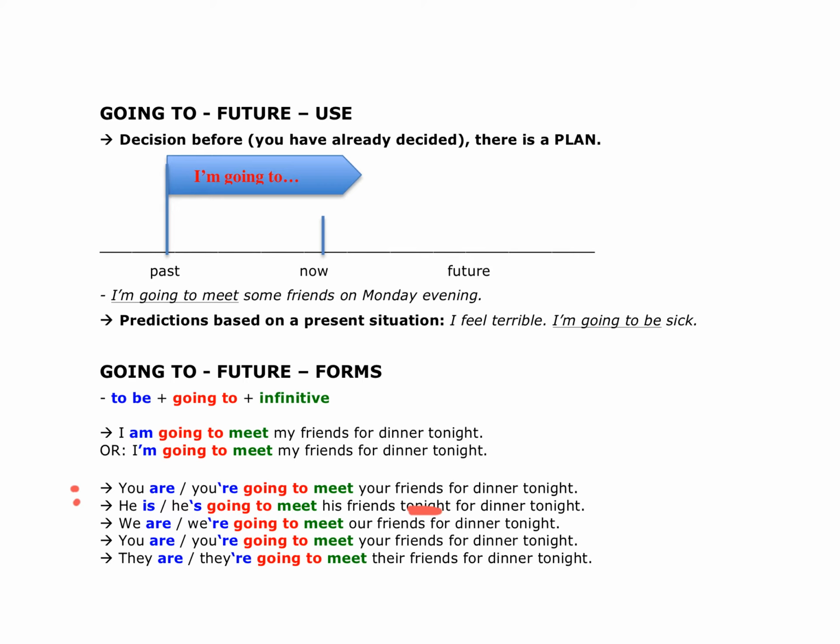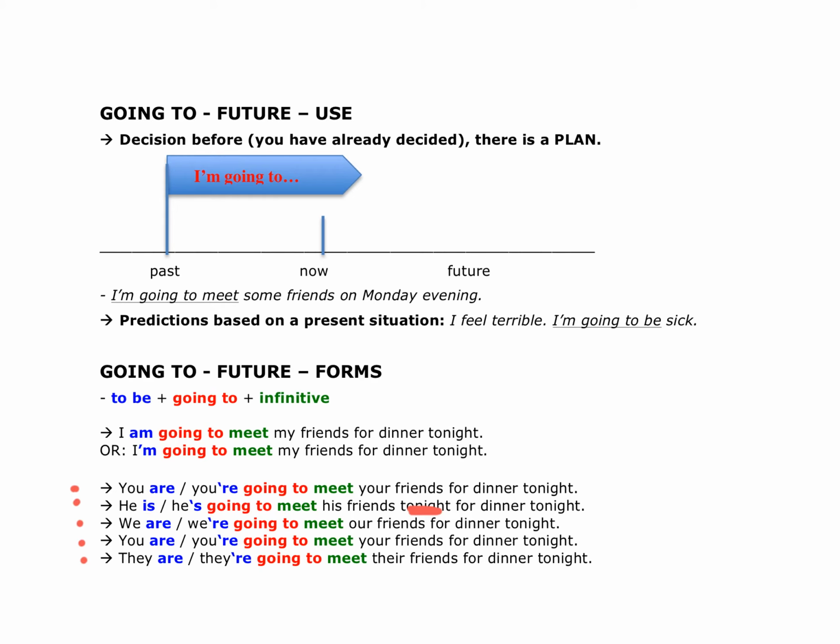Then there is the we are going to meet our friends for dinner tonight. Or we're going, so you can always do the abbreviation of the verb to be. There is another you are, which is in the plural. You are or you're going to meet your friends for dinner tonight. And at the end, they are or they're going to meet their friends for dinner tonight.